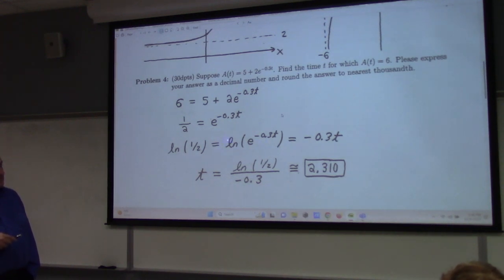But remember, natural log and exponential are inverse functions. So essentially these cancel and leave us with minus 0.3t. And then solve for t by dividing by minus 0.3, which gives us log of 1/2 divided by minus 0.3, which is about 2.310. Any questions?